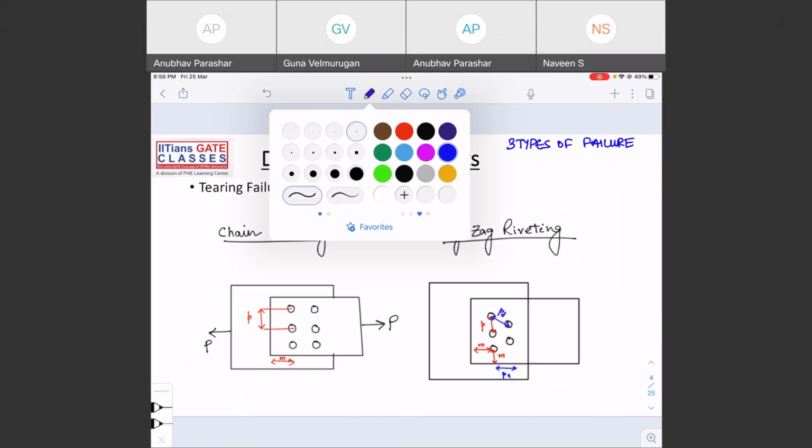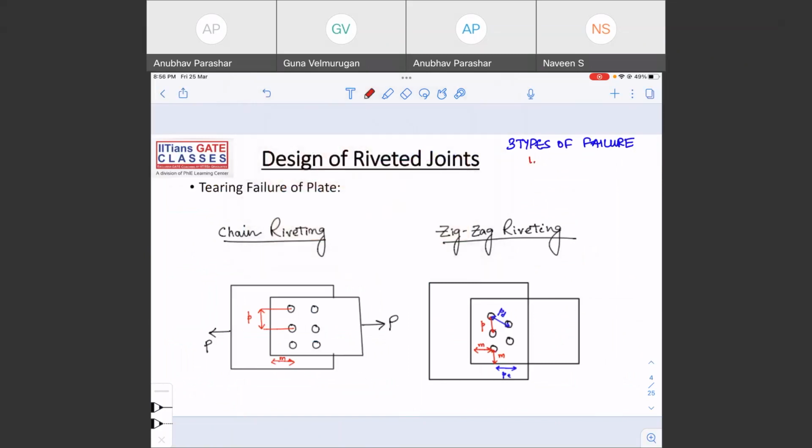What are the three types of failures? The three types of failures are tearing failure of the plate, then shearing failure of rivets, and then third is pressing failure of the plate. Okay, all three types of failures we are going to see.